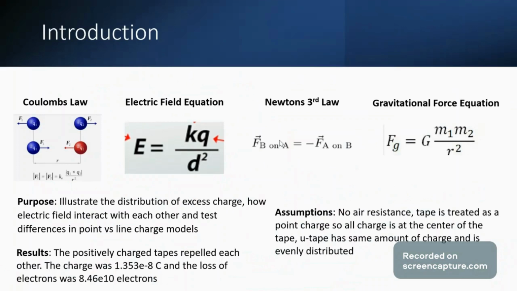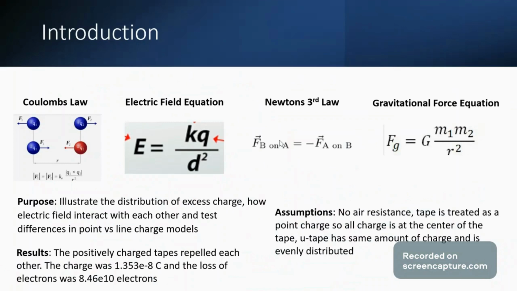The purpose is to illustrate the distribution of excess charge, how electric fields interact with each other, and to test the differences in point versus line charge models. The assumptions used throughout the experiment are that there is no air resistance, the tape is treated as a point charge, so all of the charge is at the center of the tape, and that the U-tape has the same amount of charge and is evenly distributed.